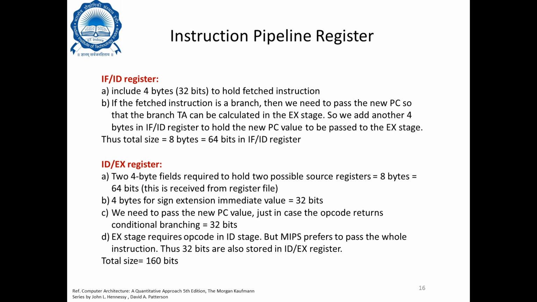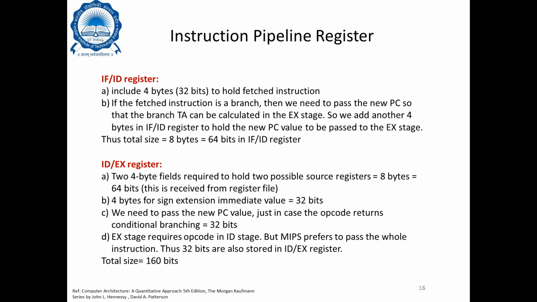Okay, now since you've learned about all the different types of hazards and how to remove them, the different solutions and the different techniques to do that, now let us move a little bit into what those instruction pipeline registers are, and what exactly they contain and how they help in the entire process. In case of IFID, the first pipeline register, it includes 4 bytes, 32 bits to hold the fetched instruction. That is the first thing. Second, if the fetched instruction is a branch, then we also need to pass the new PC so that the branch target address can be calculated in the execute stage.